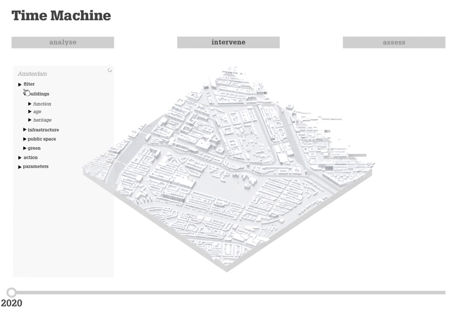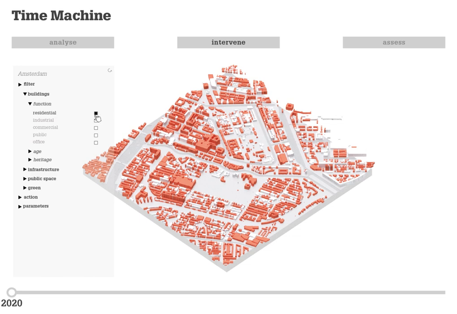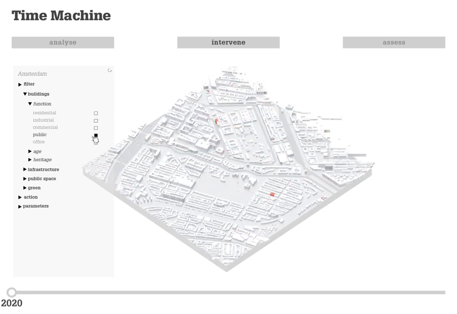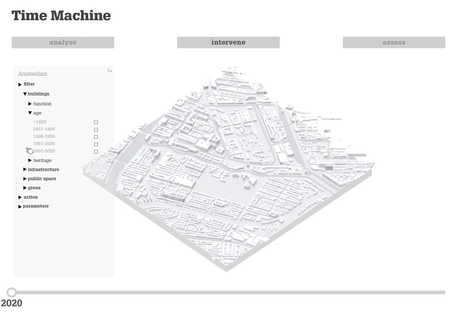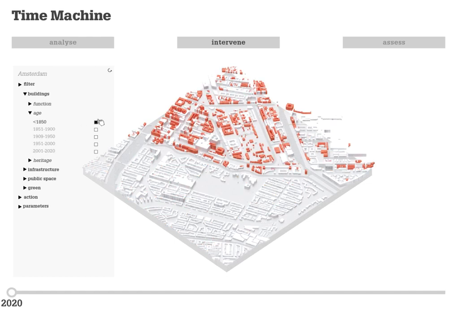We then have to specify on what type of buildings. So this can be any type of building. The buildings you choose to intervene on can be residential, industrial, commercial, public, or office buildings. Another filter you could choose from is building age. You could, for instance, choose to only intervene on buildings that were built over a century ago.